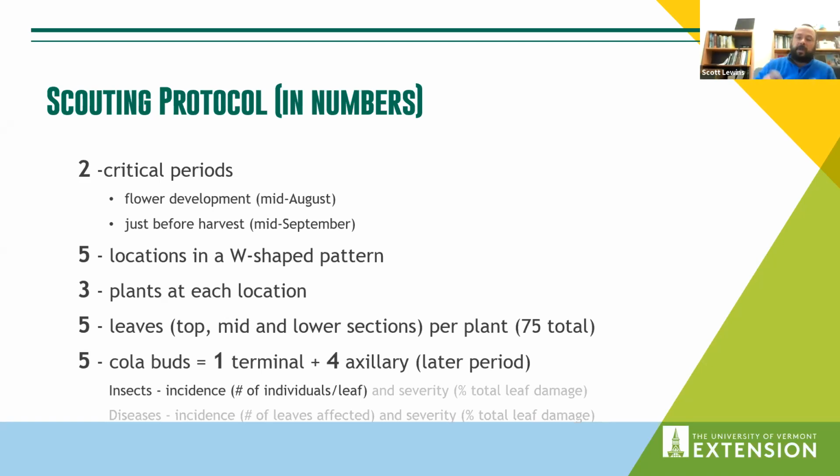We also, in the latter period, also looked at the buds. So we looked at the terminal cola and then 4 of the side ones. And we were looking at incidence of insects, so the number of individuals per leaf, or cola bud in that case. We also looked at damage, although I'm not going to present any of the results from damage because it really wasn't informative. We also looked at disease incidence and severity, but I'm not going to share the disease data today.